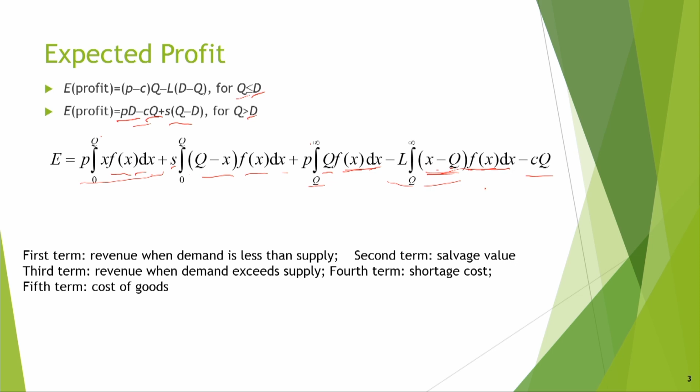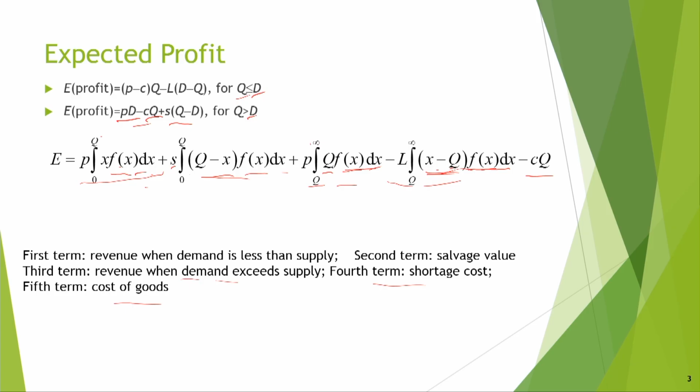So plus quantities are what we gained, and minus quantities are what we are going to lose, and overall this gives the profit. You can see the first term is basically revenue when demand is less than the supply, and the second term is the salvage value. The third term is the revenue when demand exceeds supply, the fourth term is shortage cost, and the fifth term is cost of goods. So we have done that.